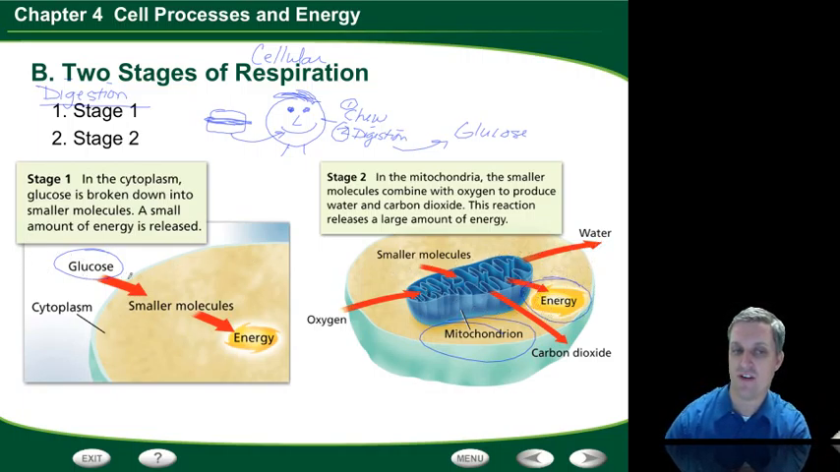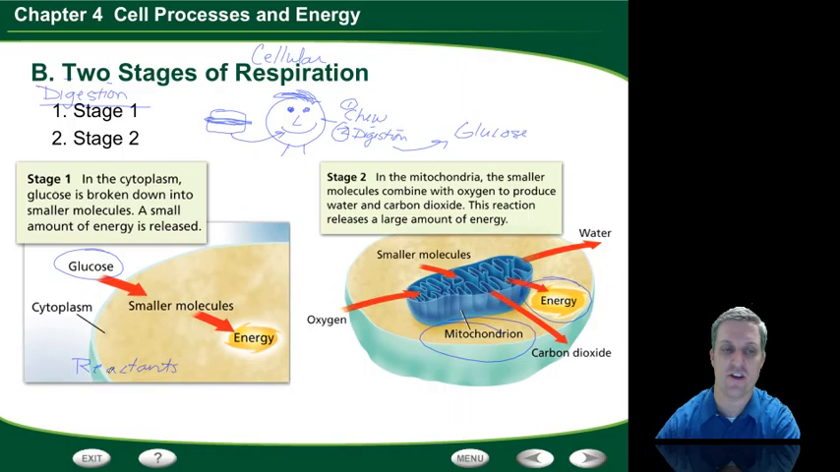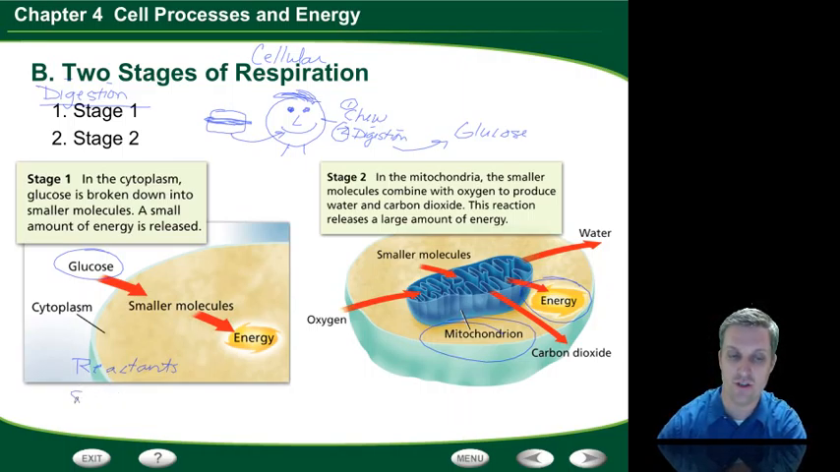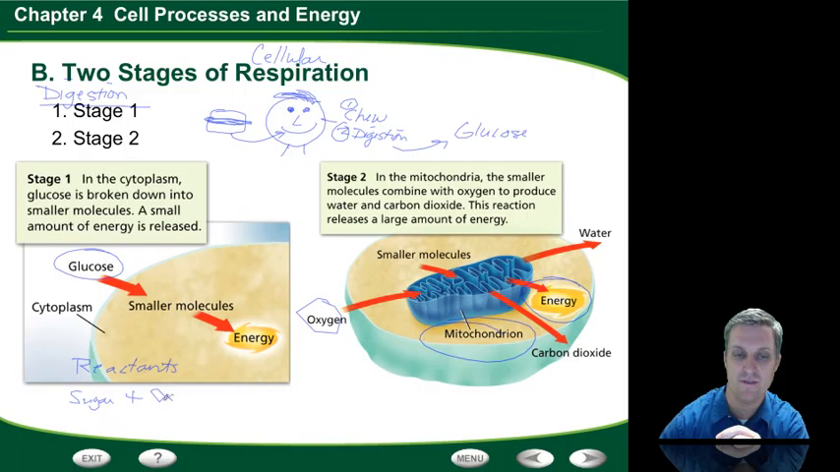So what we start with are the reactants of this process. If you remember that word, reactants means what's going in. The reactants of cellular respiration would be glucose, or sugar, plus, what else do we need? Oxygen. That's a great Y. And what do we get? The result is energy plus carbon dioxide plus water, H2O.